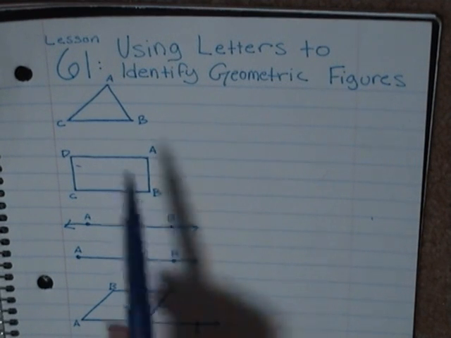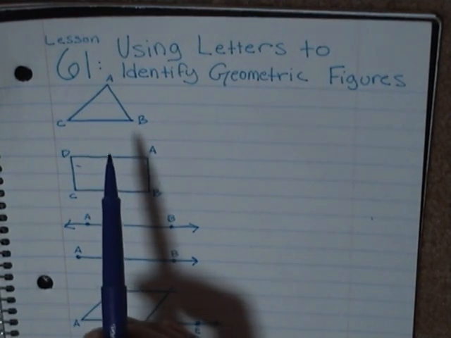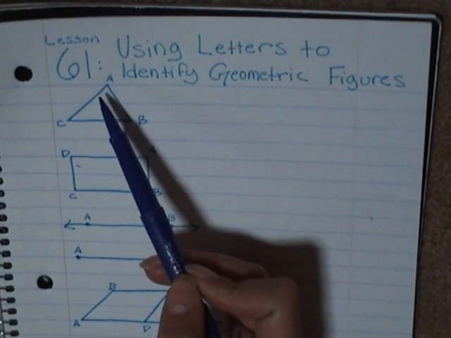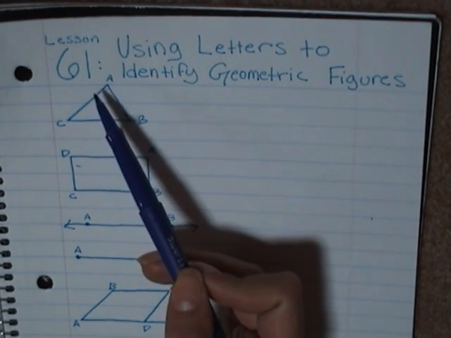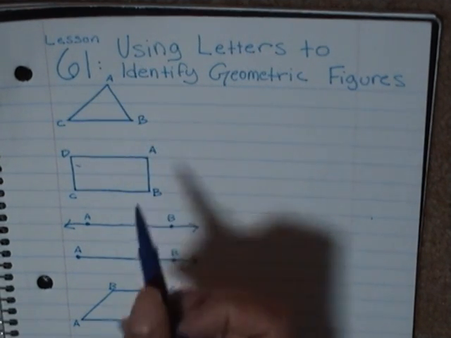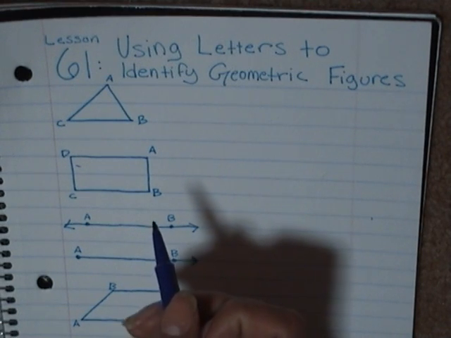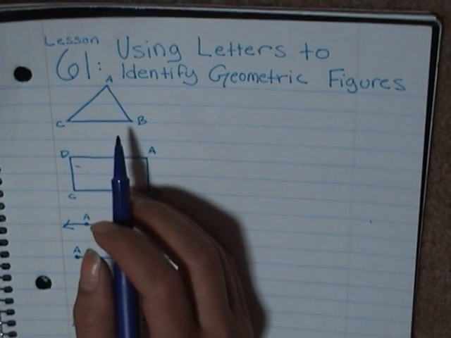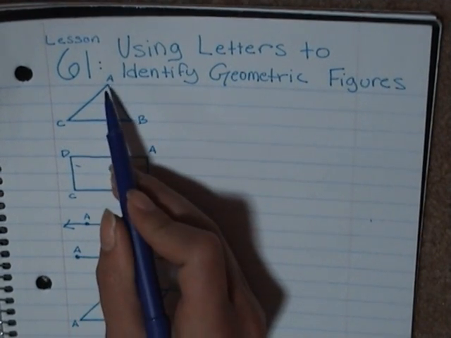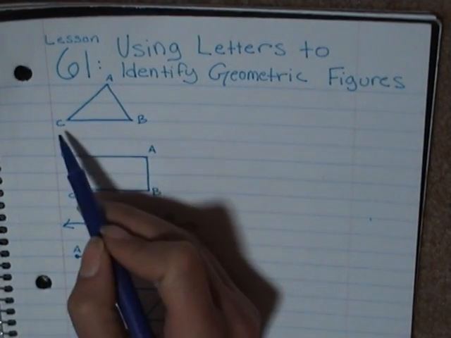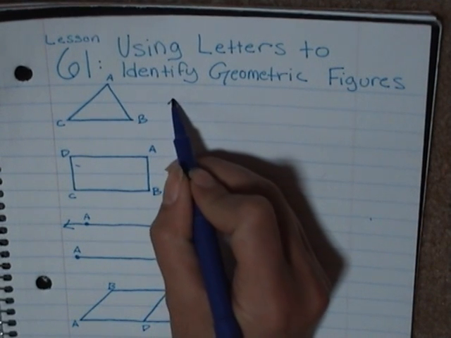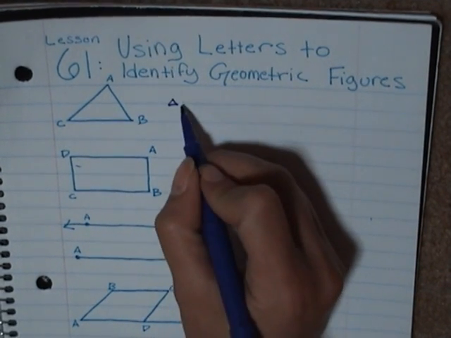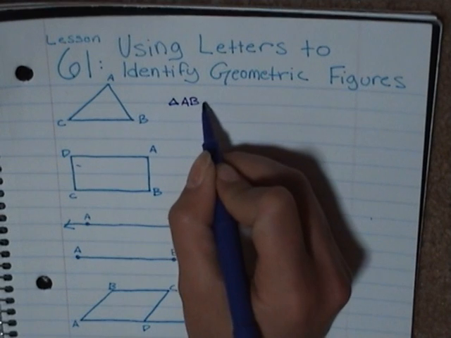So if we look at this triangle first, to name a polygon, we start at one vertex and move around the perimeter, naming each vertex in order until all vertices are named. So if I were to name this triangle first, I would start at A, and I would name the triangle A, B, C. And to write that, you draw a little triangle, and you write A, B, C.